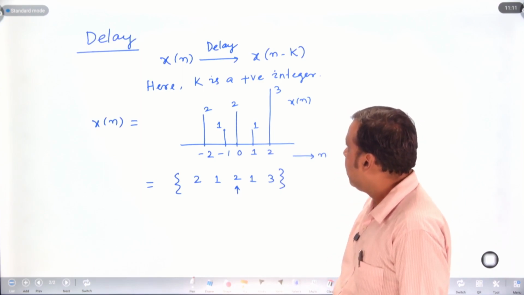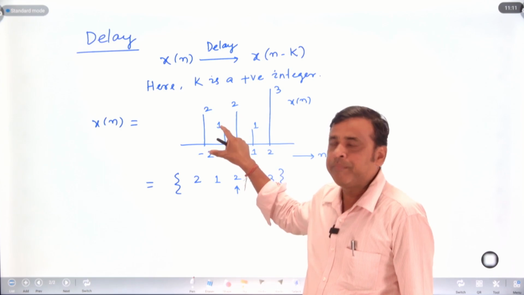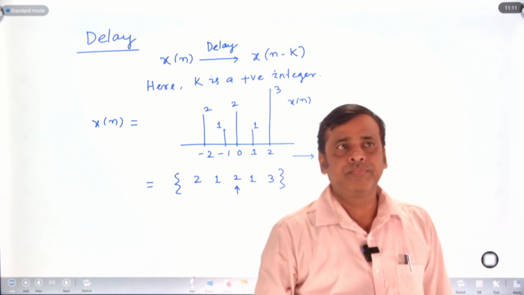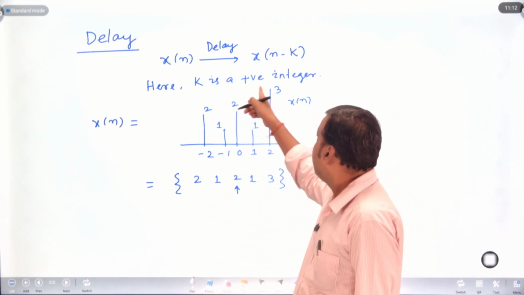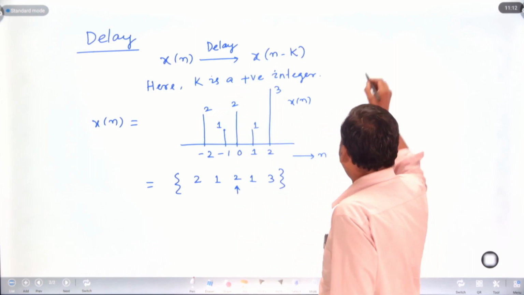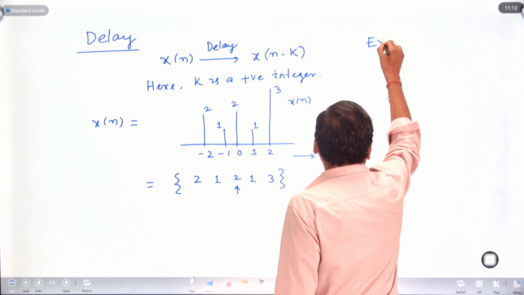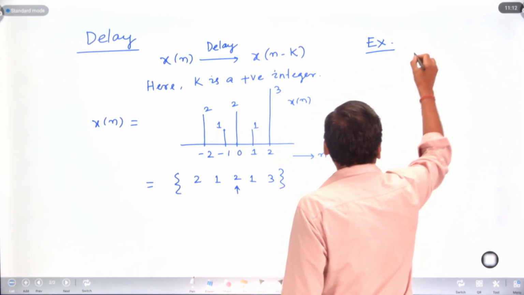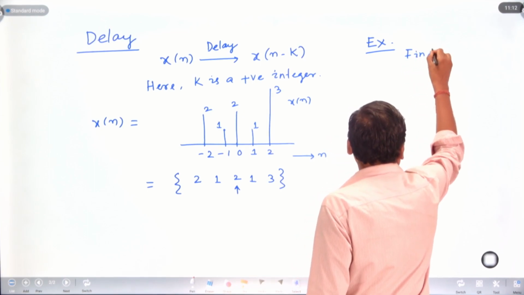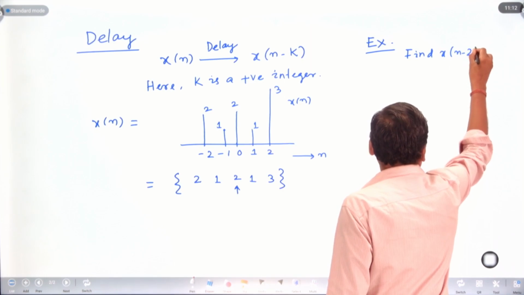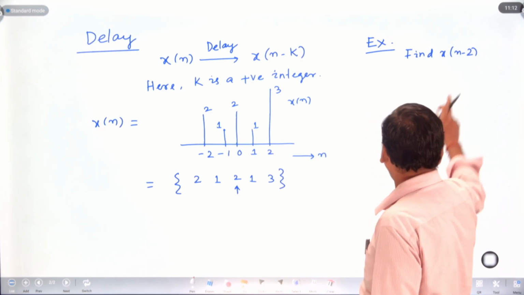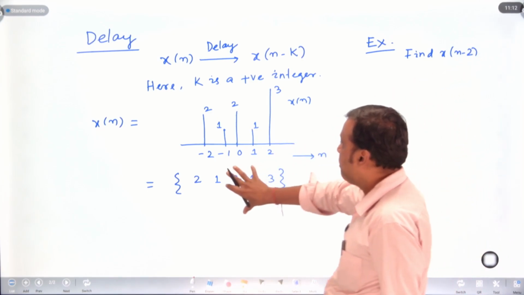The question is, if the original signal is x of n and if you delay it by k units of samples, what will be your resulting signal? After delay, here k is a positive integer. The resulting signal is nothing but x of n minus k. For example, if x of n is given, find x of n minus 2. What does it mean? Here k is your positive 2, and this is your x of n.